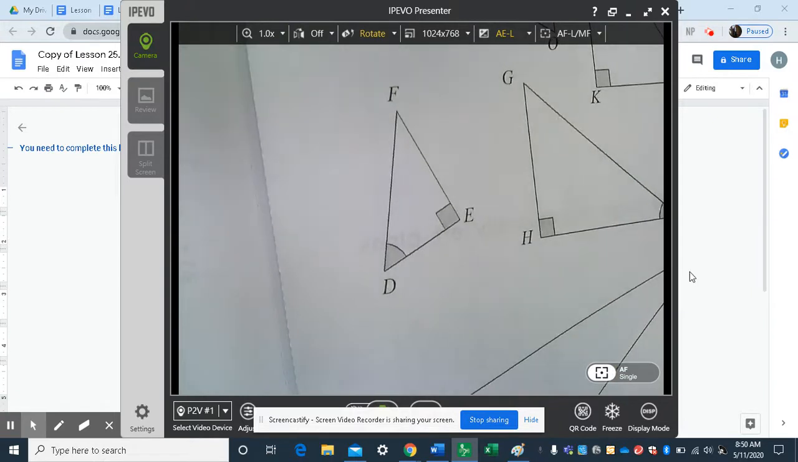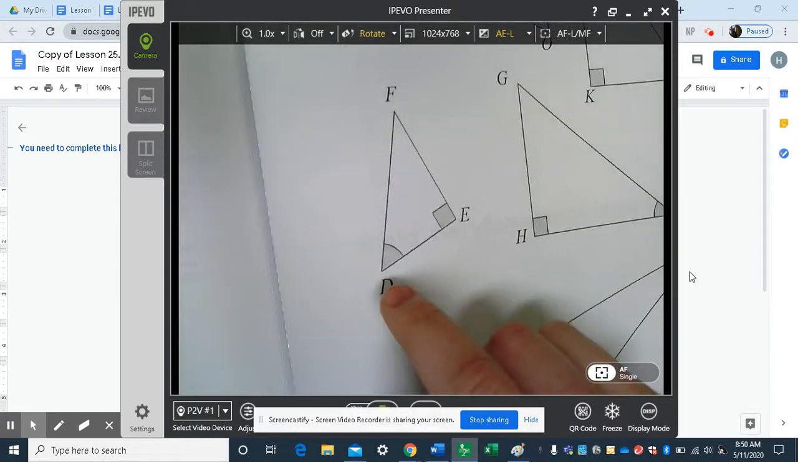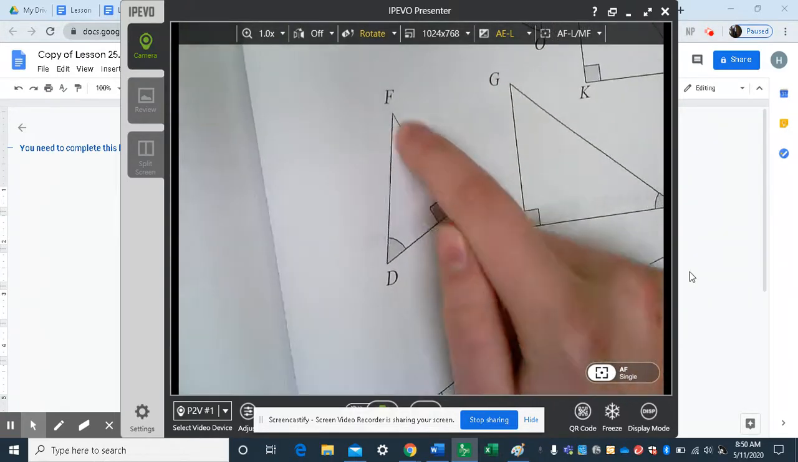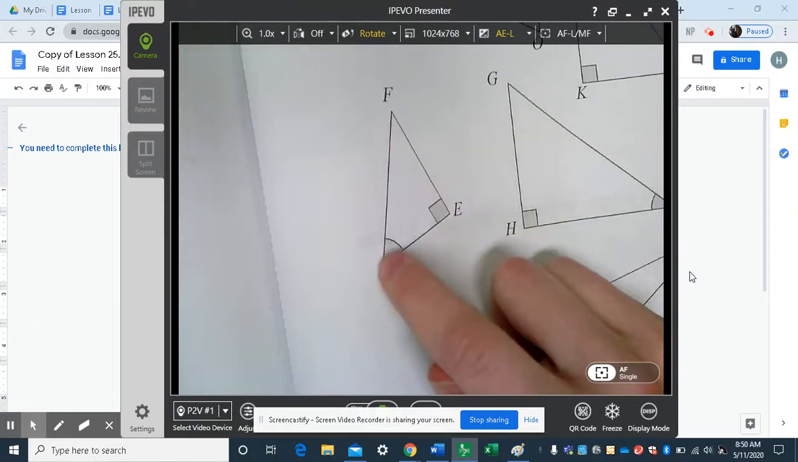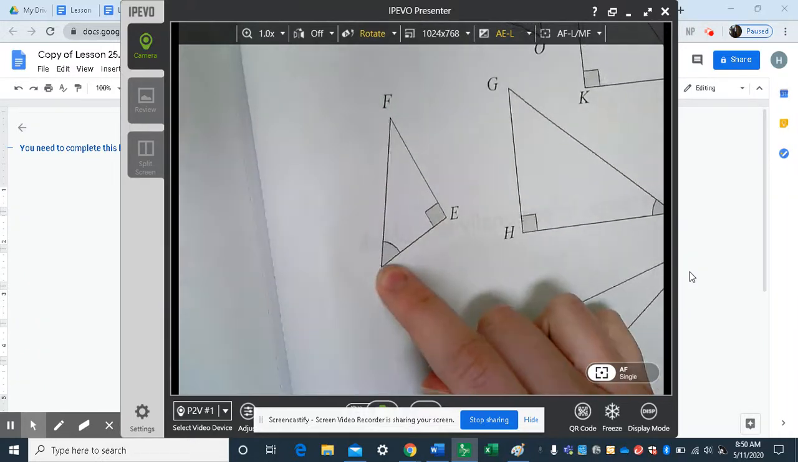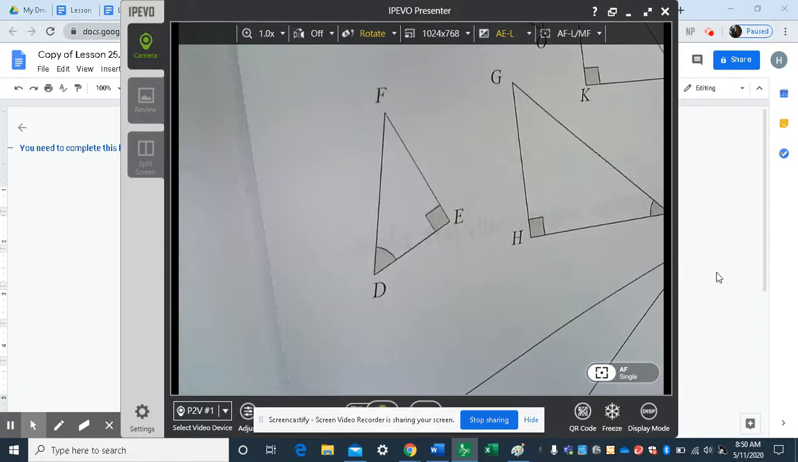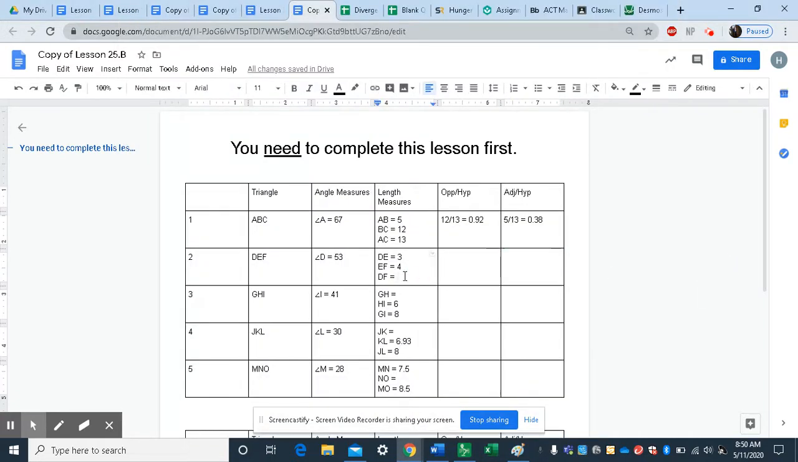So we were given DE and EF, which means, again, we're missing our hypotenuse. So that means we need to add the two together. So we have A and B, and we need to find C. So we're going to use Pythagorean theorem. A squared plus B squared equals C squared. So our DE is equal to A. So we have 3 squared. So 3 times 3 equals 9.